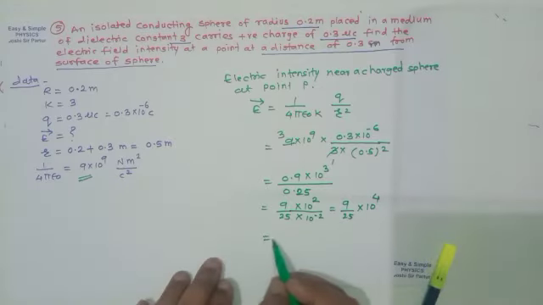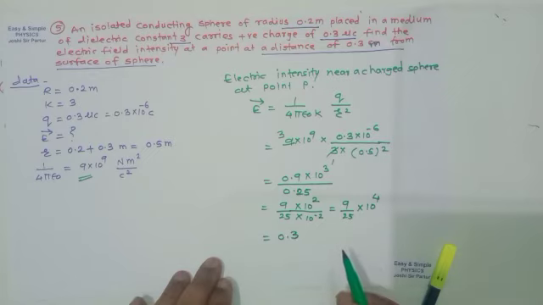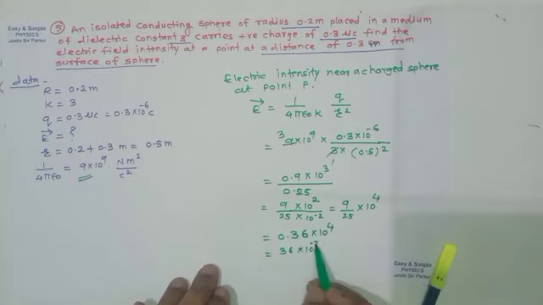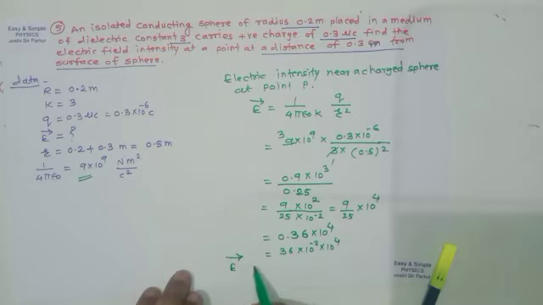If we divide, 0 point, it becomes 90. 25 into 3 is 75, 15 is remaining, becomes 150, and 25 into 6 will be 150. So 0.36 into 10 raised to 4. If we shift the decimal point, it becomes 36 into 10 raised to minus 2 into 10 raised to 4. So the electric intensity near the charged conducting sphere will be 3600 Newton per Coulomb, which is the answer for the given example.